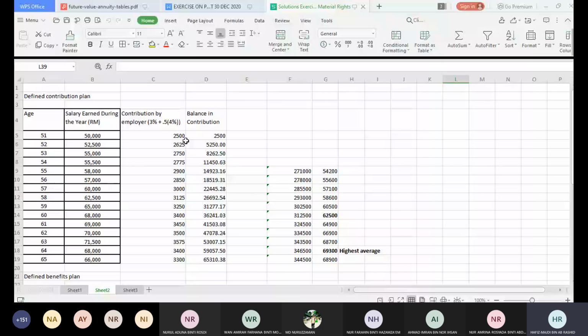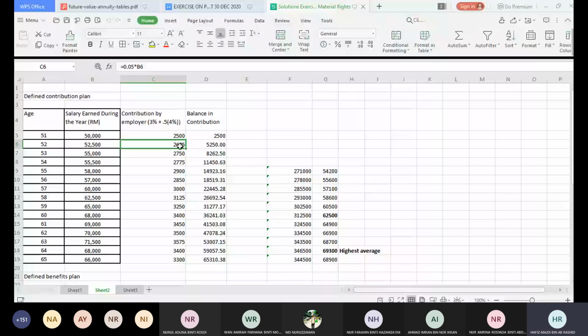Okay, so if you look here, contribution will be 5% of the salary of the employees. For example, for the row age 51, salary is 50,000. So 5% of that is 2,500. That means the employer will contribute 2,500. Assumption is contribution is always made at the end of the year. So that's why the balance is also 2,500.